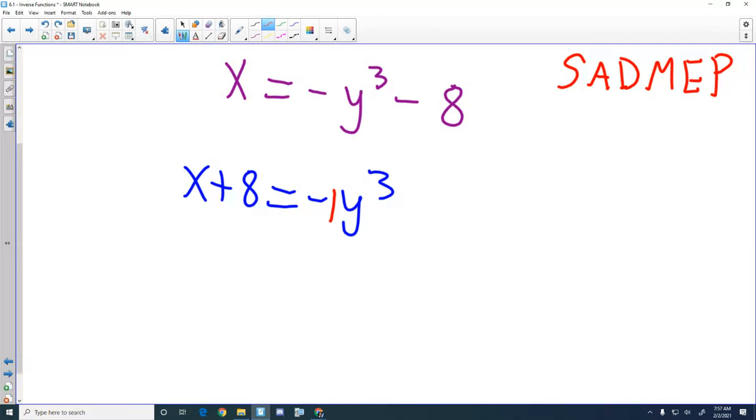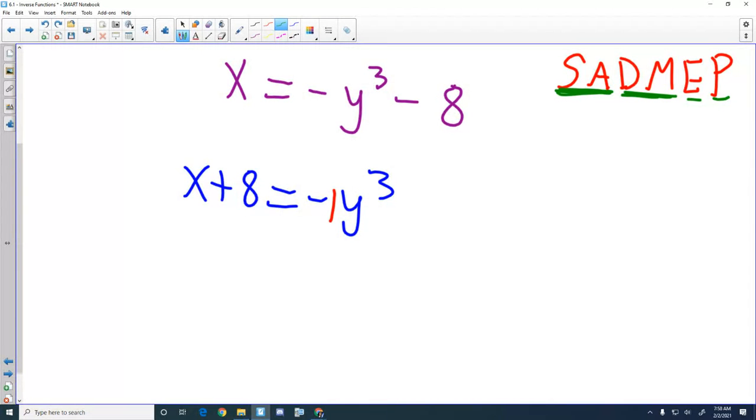we use SADMEP. Please don't tell other math teachers that I'm showing you this. It's not a real thing, but it helps me a little bit. You get rid of whatever's being added or subtracted first, which we did with the 8. The next thing you want to cancel out is anything being divided or multiplied. In this case, that's going to be that negative 1. So the negative 1 is the next thing we're going to cancel out. After that, you get rid of any exponents, and then if there is anything in parentheses left, you adjust that last. So I need to get rid of this negative 1 in front of the y.